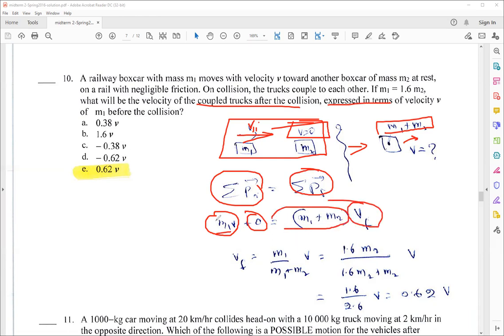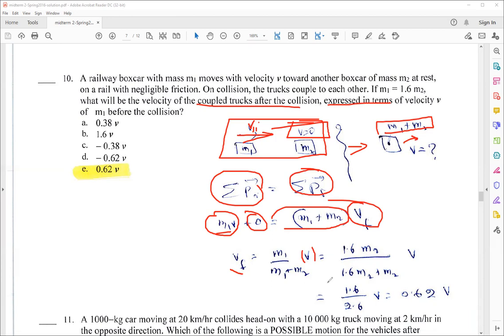Now, this is typical of inelastic collision. So final velocity will be m1 over m1 plus m2 times initial velocity v. Now, we don't actually need the value of the initial velocity for mass 1. All we need is to express it in terms of this velocity.